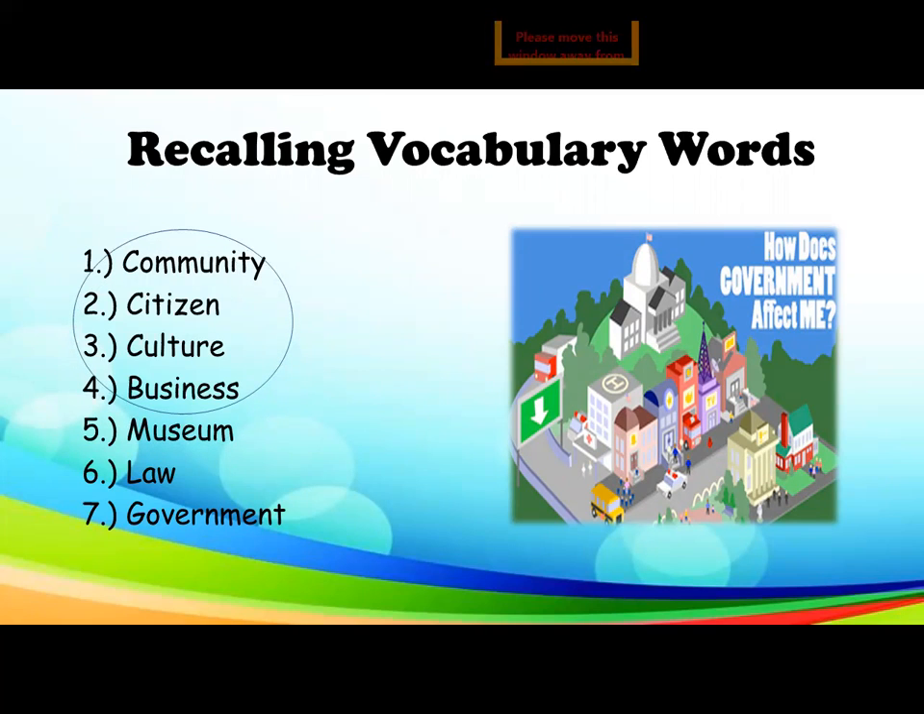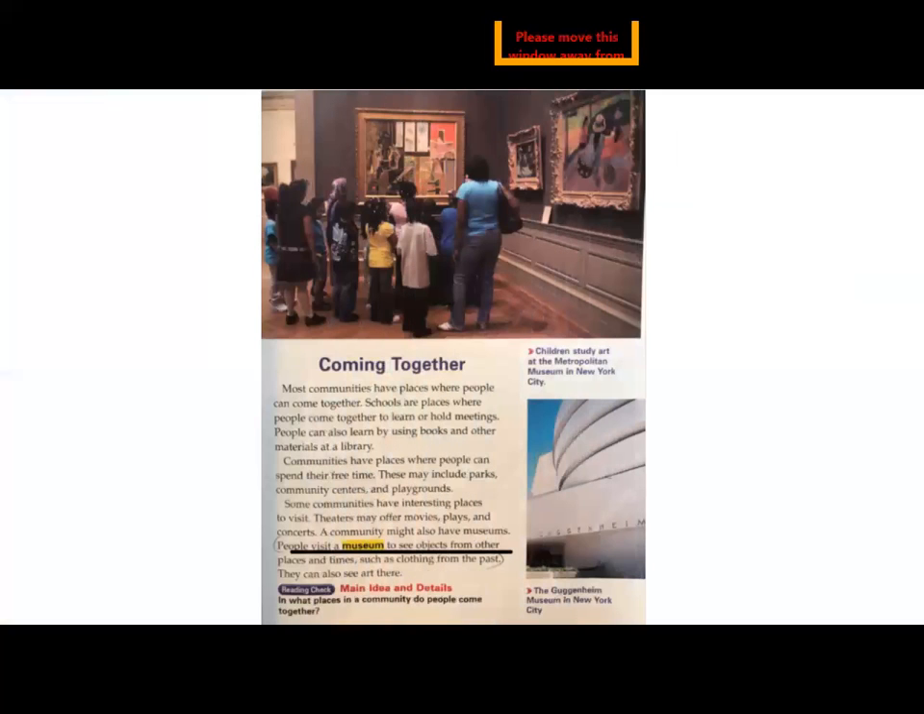We went through these vocabulary words where we looked at community, citizen. Citizen is basically people who live in a community. We looked at culture and business. Today, we're going to focus on museum, law, and government. The reason why we're looking at the meaning of museum is because you should know what a museum is.